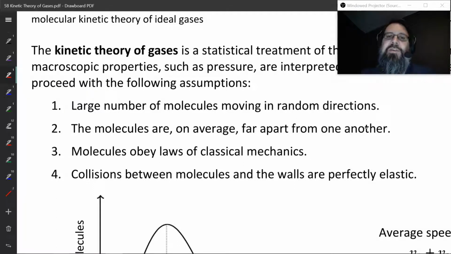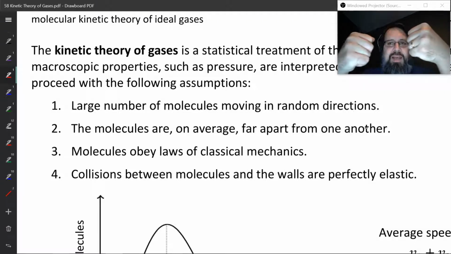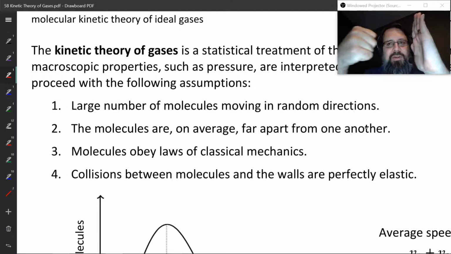Number two, the molecules are on average far apart from one another. This allows us to ignore their interparticle potential energies and interparticle forces. We can ignore that because we're just going to say that the only time the particles interact is when they collide. The third is that the molecules obey the laws of classical mechanics, mainly Newton's laws of motion, or Newton's second law that force is the rate of change of momentum. And the fourth is that we're going to assume the collisions are perfectly elastic. Anytime two particles collide, or a particle collides with the wall, it's a perfectly elastic collision.